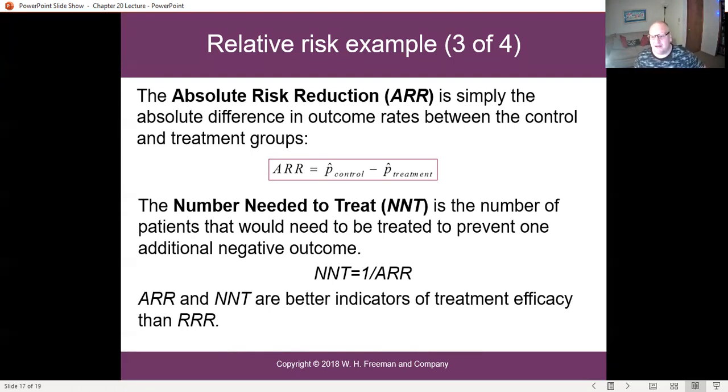So they are better indicators of treatment efficacy than the RRR, but the RRR is the first one you should know about, and then you could go and calculate these as well when they ask you to. So let's look at a case of that.